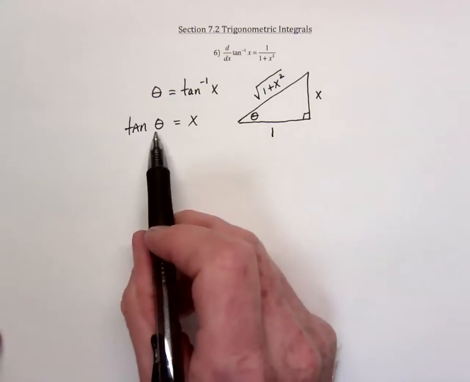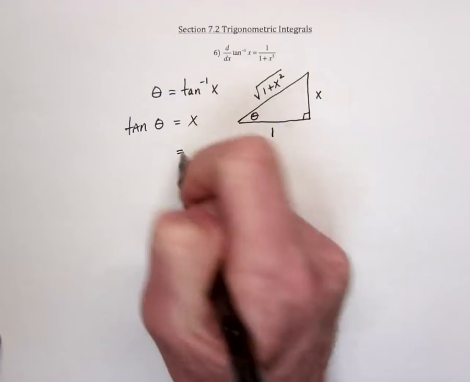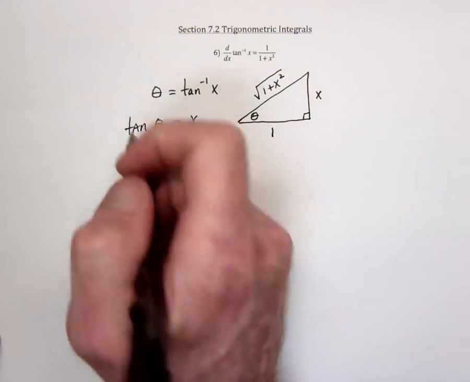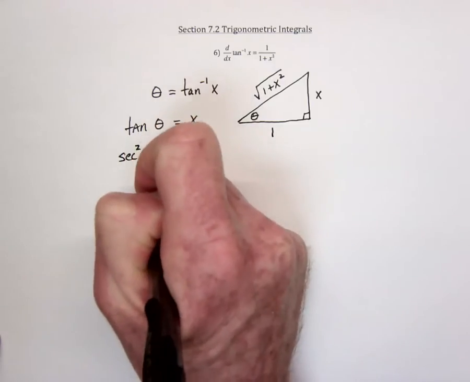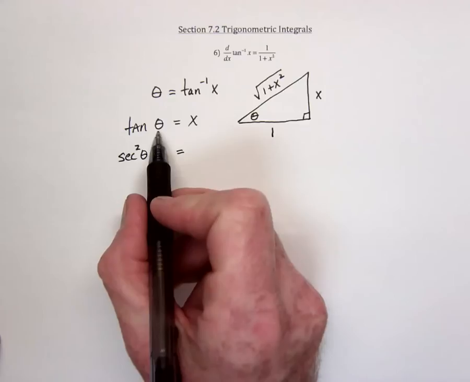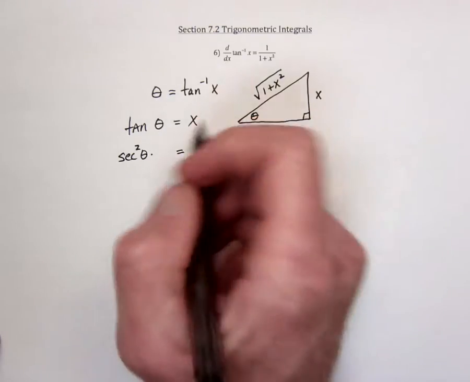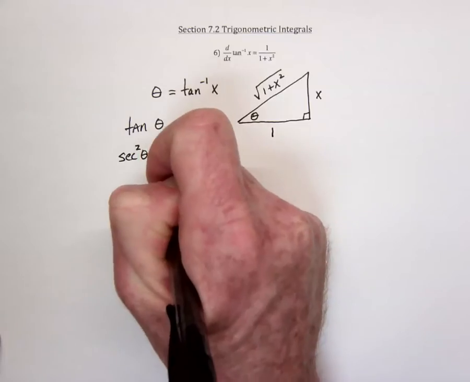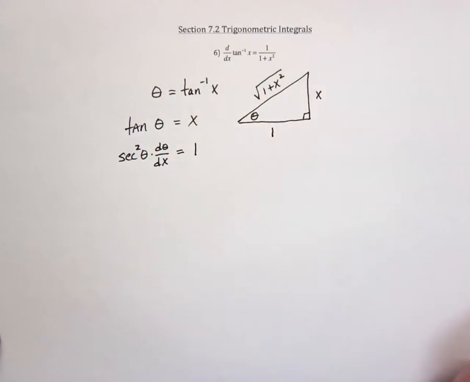So over here we could take the derivative of both sides. We would have the derivative of tangent is secant squared theta, and then according to the chain rule you need to take the derivative of this. Right now we're taking the derivative with respect to x since that's what the directions say, so it's going to say d theta dx, and the derivative of x is a 1.